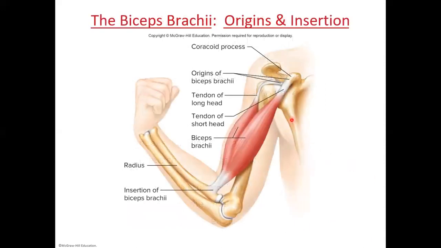So here you go. Here are the two heads, okay? But see, they come together for one insertion. So two origins. These are tendons here. One is attached here to the scapula and the other is attached here to the scapula. And then the insertion is down here on your radius, okay? And when you flex this biceps, it's going to pull against this bone and pull the whole arm up.